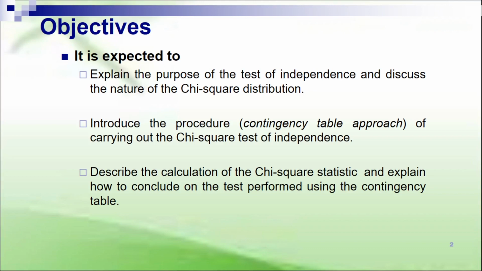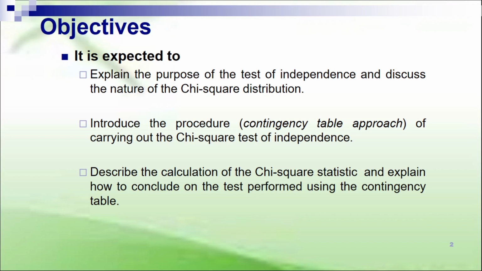Test of independence means we are going to test whether there are any dependencies among variables. In this lesson we are going to discuss using the chi-square test. How do we test the dependencies among two qualitative variables? Here we are going to use the contingency table approach.